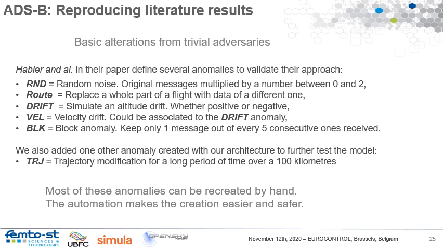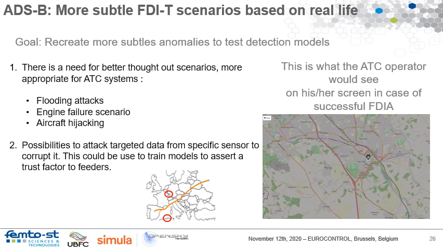We also added another anomaly to further test the models with our architecture, which is a trajectory modification, which modifies the longitude and the latitude for a long period of time, over 100 kilometers, realistically. So most of these anomalies can be recreated by hand, of course, but the automation makes this creation easier and also safer from human error. What we want to do with our architecture is to create more subtle FDIT scenarios based on real life anomalies.